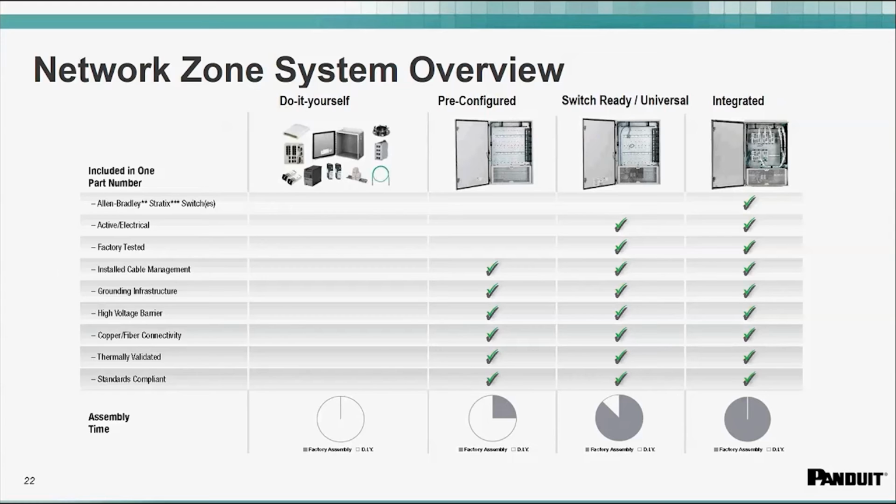In general, a do-it-yourself approach, although it seems to be low cost, runs the risk of not getting it right and taking shortcuts. The pre-configured option ensures you have the parts you need, but assembly and testing are still required. The switch ready for Allen Bradley deployments and universal for other switches is a proven system ready for a switch. The option integrated with an Allen Bradley Stratix switch is factory tested and ready for deployment, having the least risk for deployment.